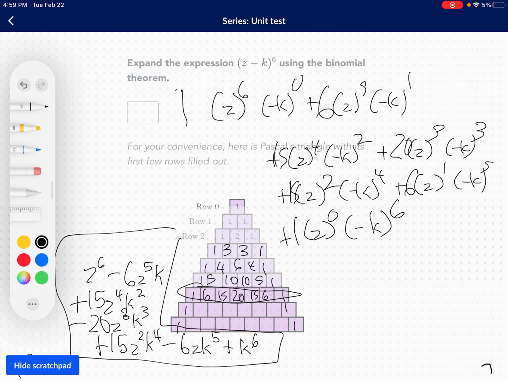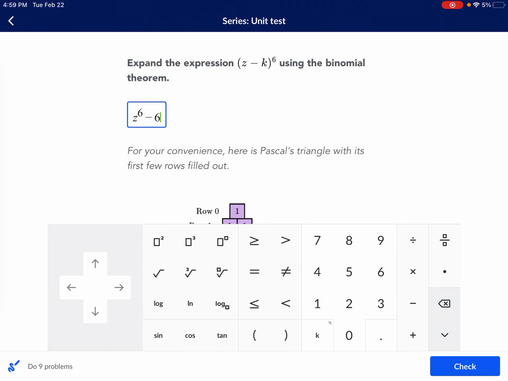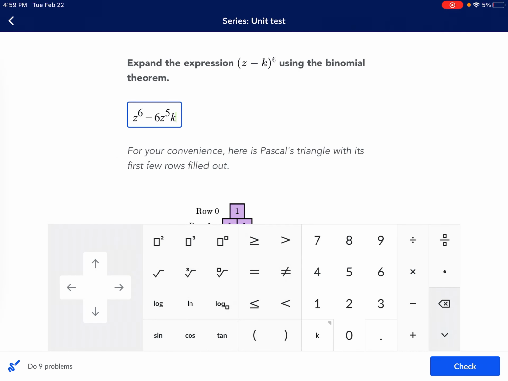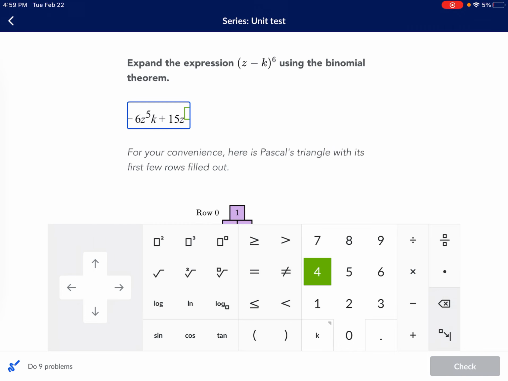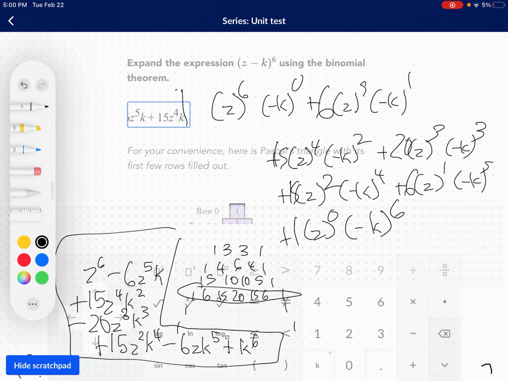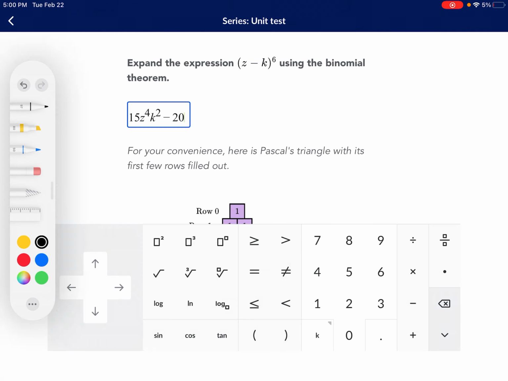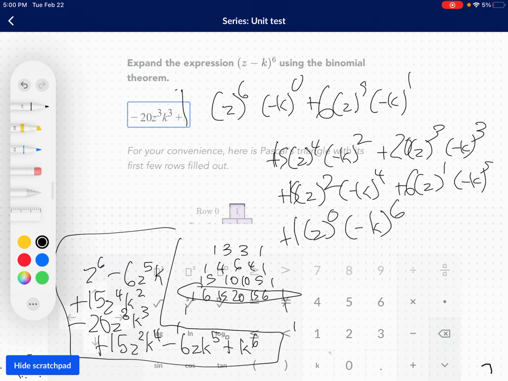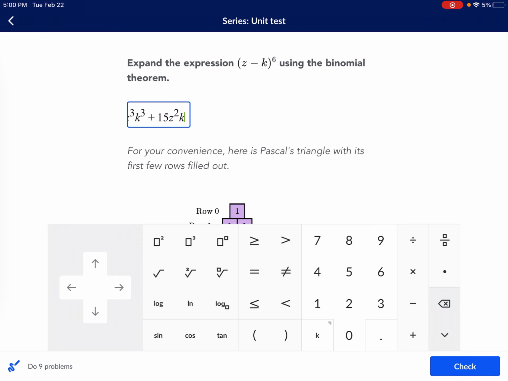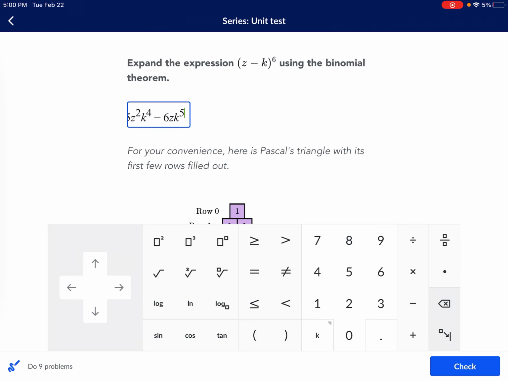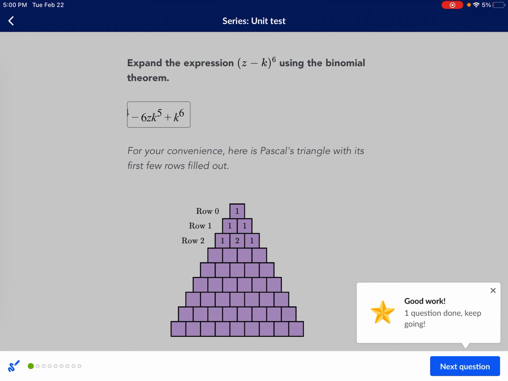Alright, so z to the 6, minus 6z to the 5th k, plus 15z to the 4th k squared, minus 20z to the 3rd k to the 3rd, plus 15z squared k to the 4th, minus 6z k to the 5th, plus k to the 6th. Hopefully I'm not wrong. Okay, thank God.